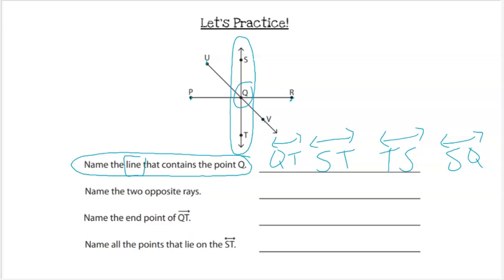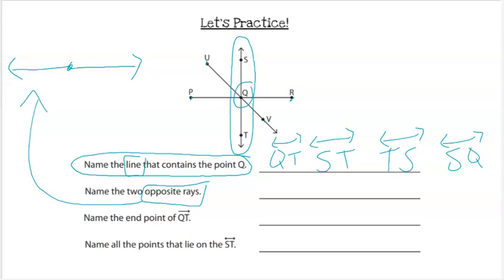Name two opposite rays. Now, if you're like, Ms. Cedric, you didn't teach us about opposite rays, you would be absolutely right. So here's your learning time. Opposite rays are two rays that go in opposite directions, so they would form one line. Your opposite rays would be the two rays that make up line ST. One of the rays would be ray QS, starting at Q, going to S. And then the other ray would be QT. Those two rays, when you put them together, make one big line.